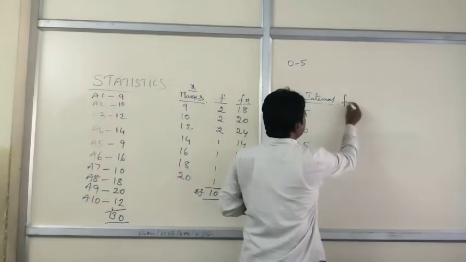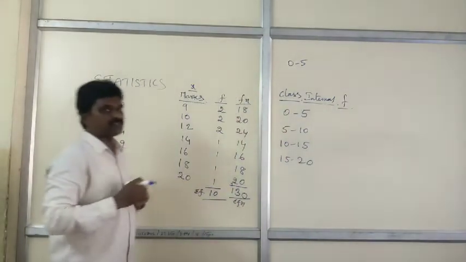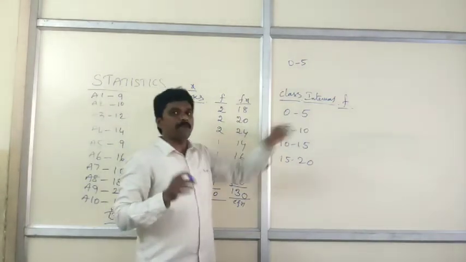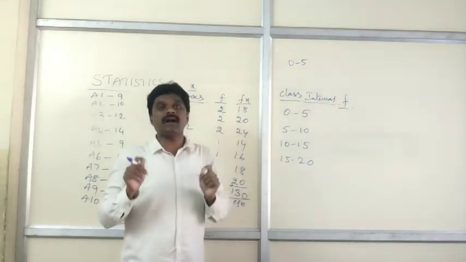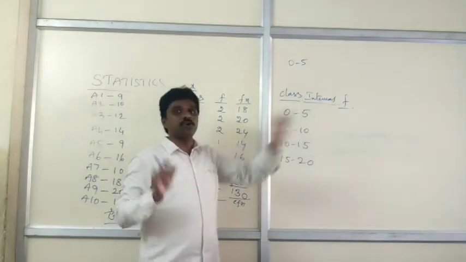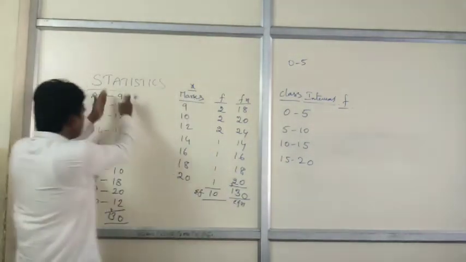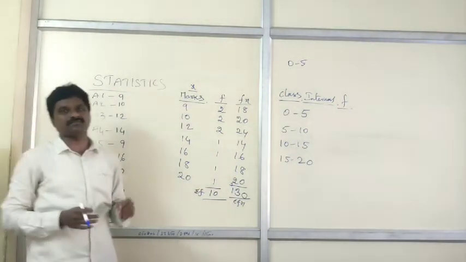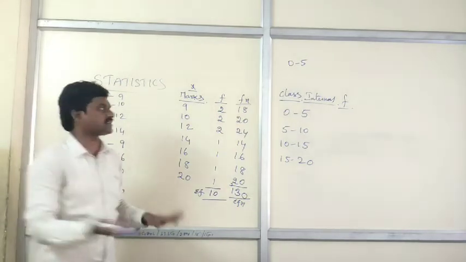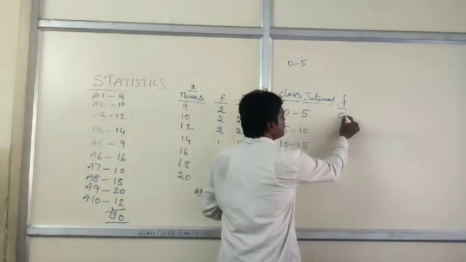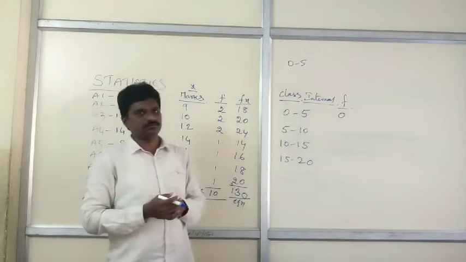Now coming to the frequency, observe this. Frequency means how many students got marks in 0 to 5. How many students got between 0 to 5 marks? If you observe here, no student got 0 to 5 marks. So the number of students who got 0 to 5 is 0.